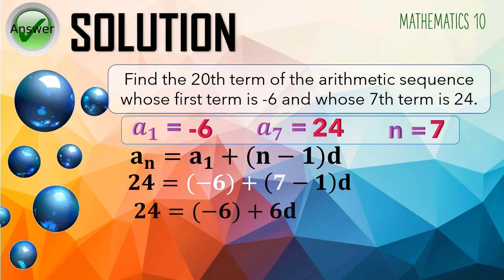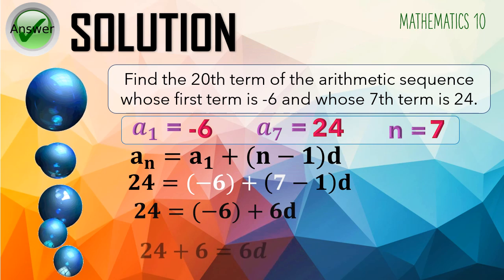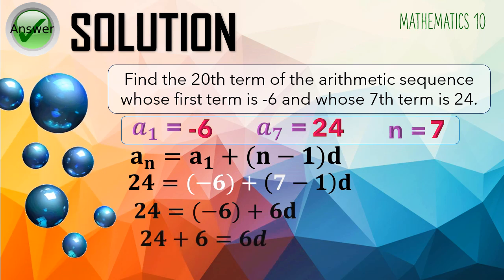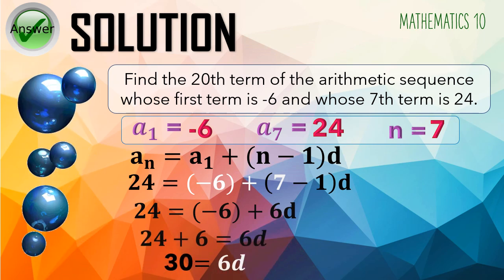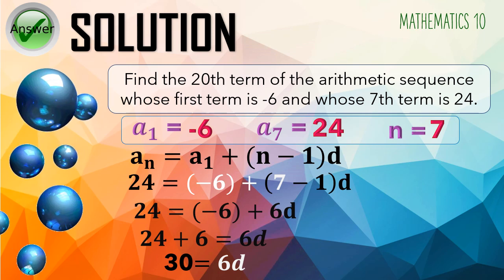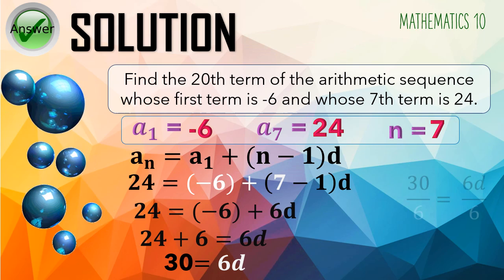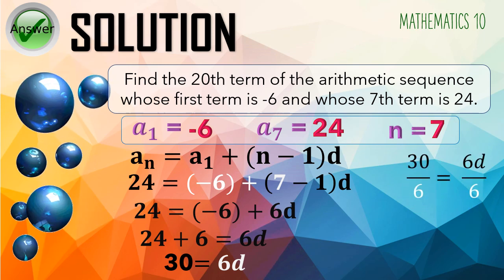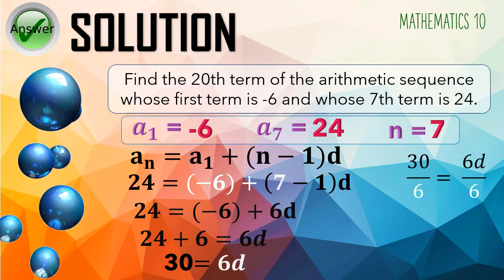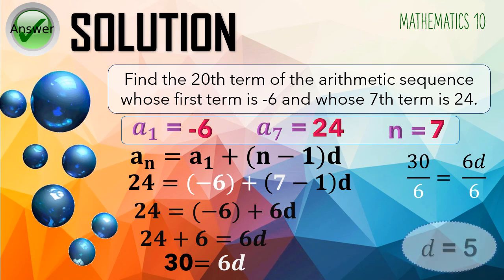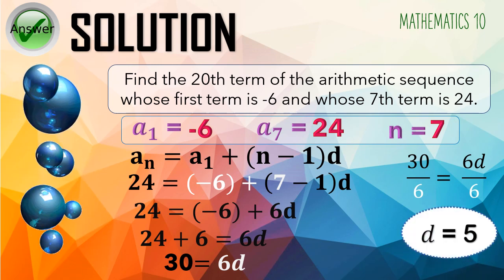Then combining like terms, we'll have 24 plus 6, so 30. Then it's not yet the final answer. We need to isolate the d by dividing both sides by 6. Therefore, our final answer will be d equals 5.